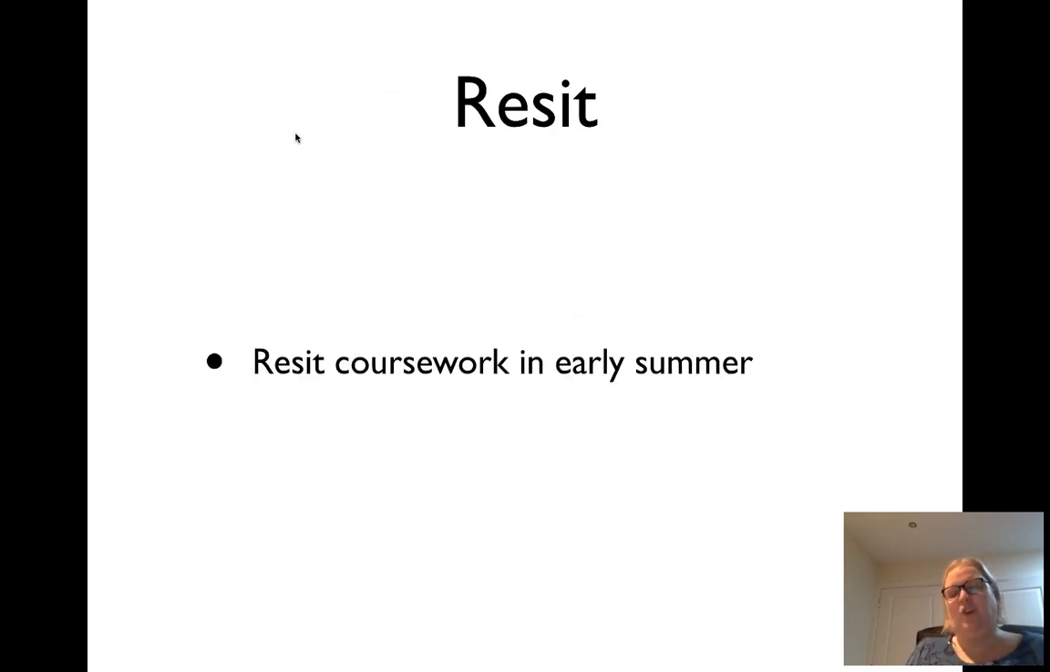For the reset, there is a reset. It's a coursework only reset, and it will be due in early summer.